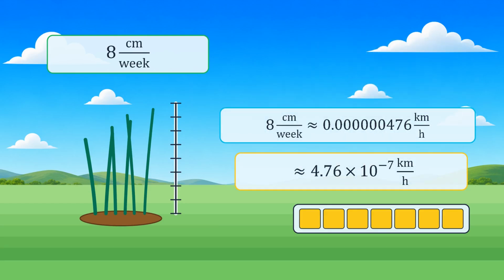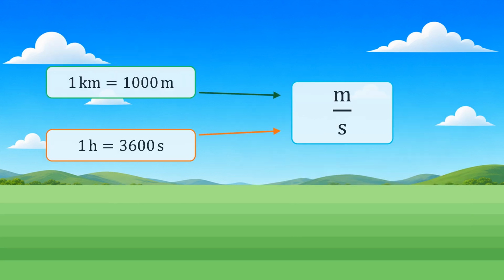This is approximately 0.00000476 kilometers per hour. In scientific notation, it is approximately 4.76 times 10 to the power of negative 7 kilometers per hour. The exact number is not the main point. The important part is the method: convert the numerator into the desired unit of length, convert the denominator into the desired unit of time, and then divide. For every conversion of speed units, ask 3 questions. What is the starting unit of length? What is the starting unit of time? Which units of length and time do I want in the result?